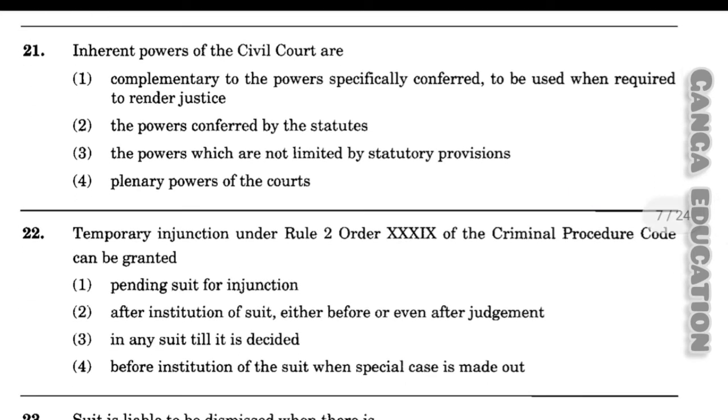Now question number 21. Inherent powers of the civil court are option number 1, complementary to the power specifically conferred, to be used when required to render justice. Option number 2, the powers conferred by the statute. Option number 3, the powers which are not limited by statutory provisions. Option number 4, plenary powers of the court. And the correct answer is option number 1, complementary to the power specifically conferred, to be used when required to render justice.